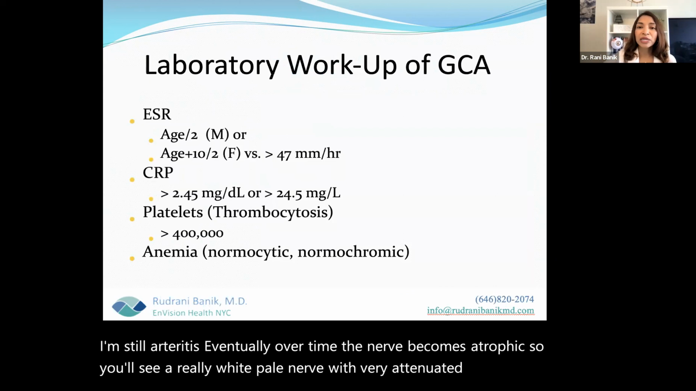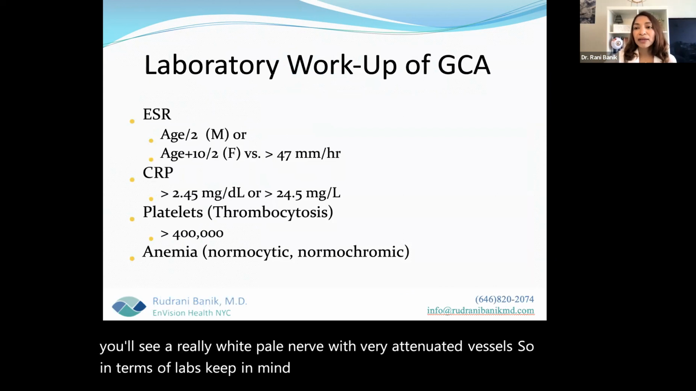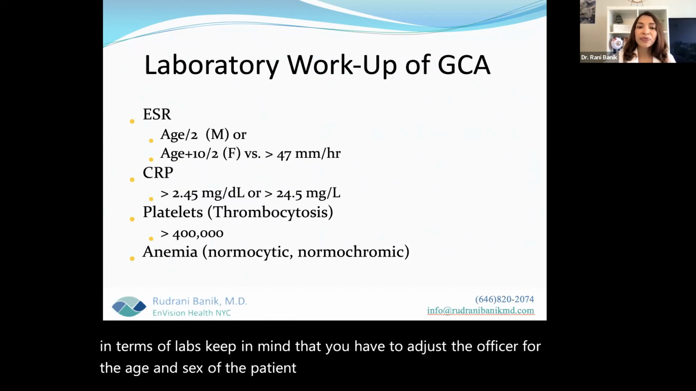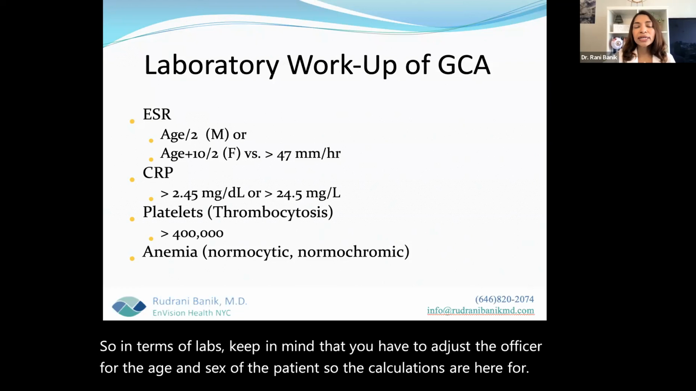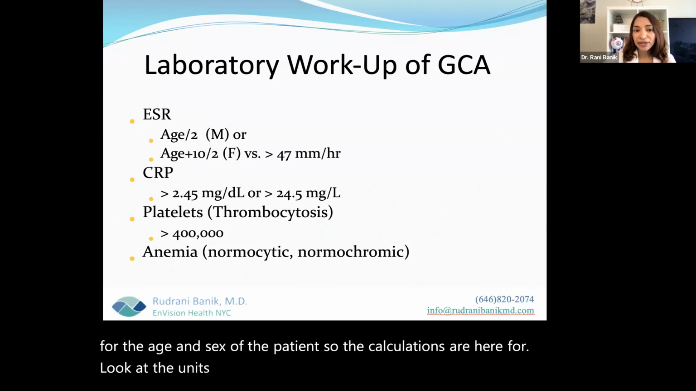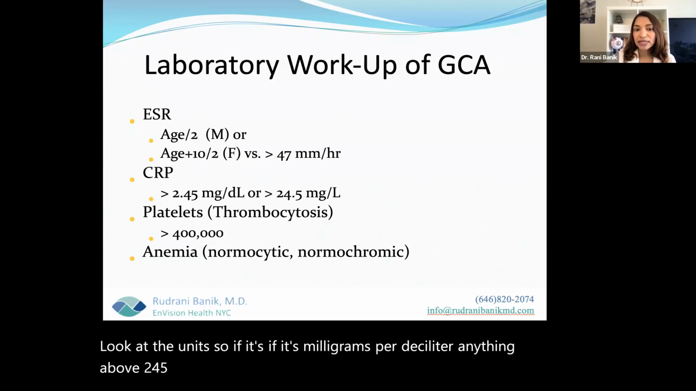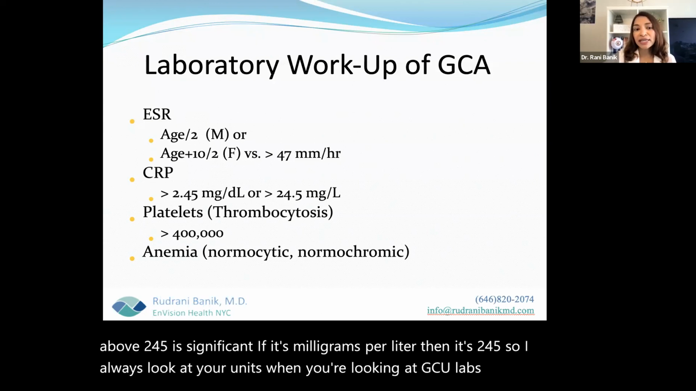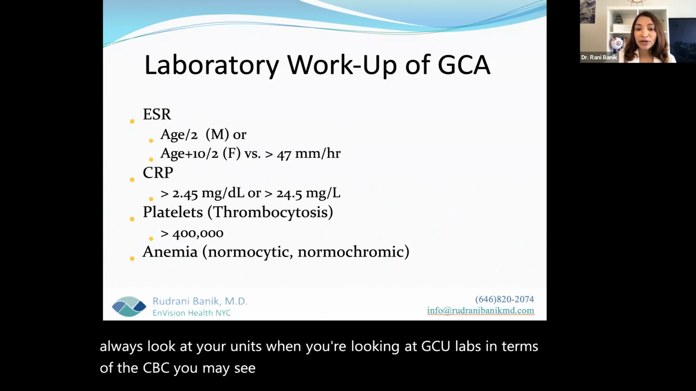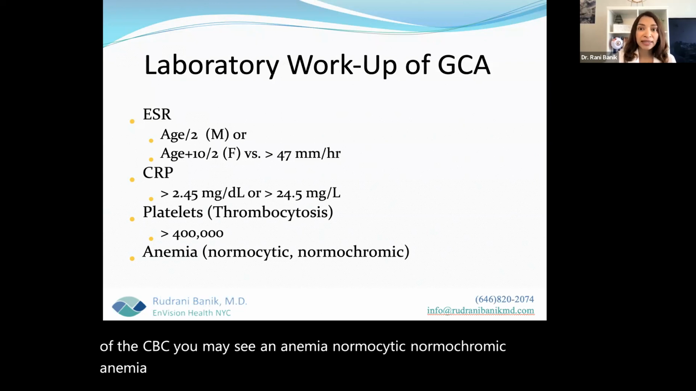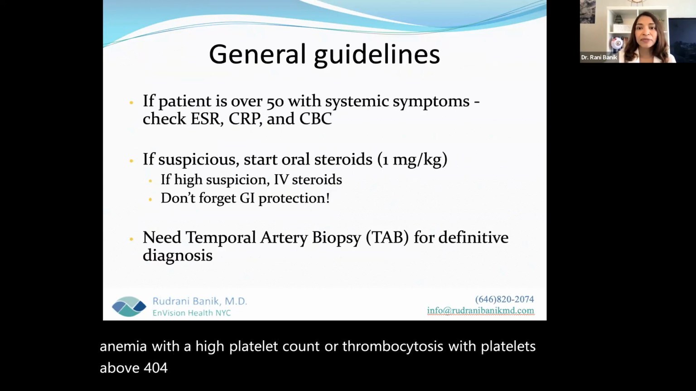So in terms of labs, keep in mind that you have to adjust the ESR for the age and sex of the patient. So the calculations are here. For CRP, look at the units. So if it's milligrams per deciliter, anything above 2.45 is significant. If it's milligrams per liter, then it's 24.5. So always look at your units when you're looking at GCA labs. In terms of the CBC, you may see a normocytic, normochromic anemia with a high platelet count, or thrombocytosis with platelets above 400,000 or 450,000.